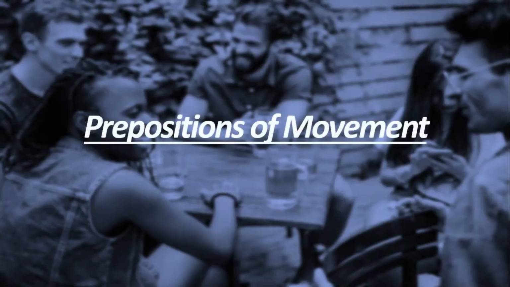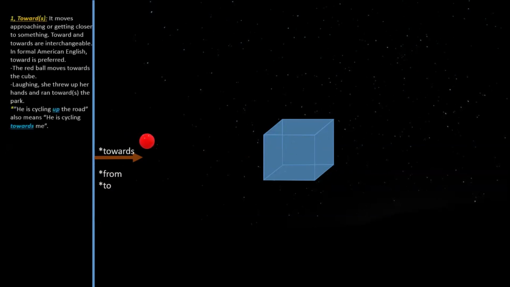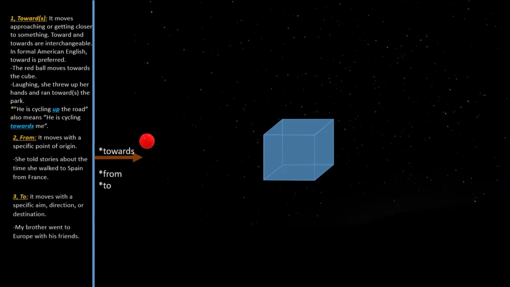Here you have the vocabulary related to prepositions of movement. We're going to start with this empty space. And as you can see, we have a red ball that is moving. We can say that it is moving towards the blue cube. So towards is the first preposition of movement that we're going to study here, as towards means it moves, approaching or getting closer to something.